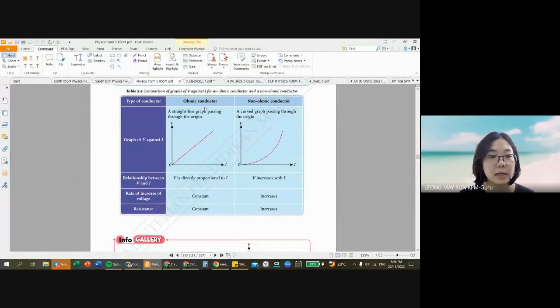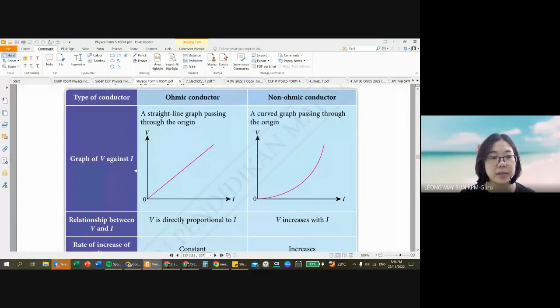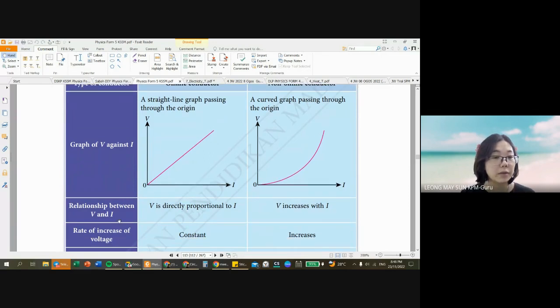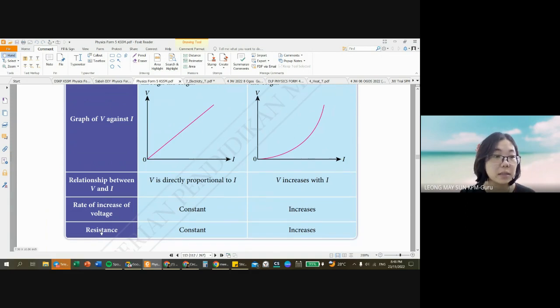All right, ohmic and non-ohmic conductor. For an ohmic conductor, our graph of potential difference against current is a straight line graph passing through the origin. We call the relationship potential difference directly proportionate to current. The voltage increases at a constant rate. And all right, the resistance, which is the gradient, is a constant value. This is for the ohmic conductor.